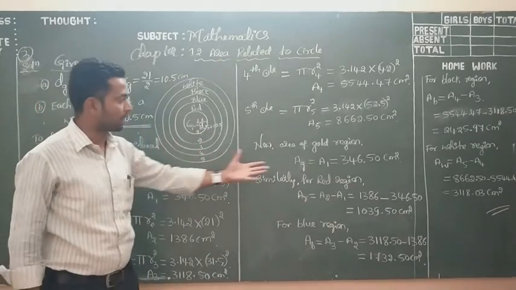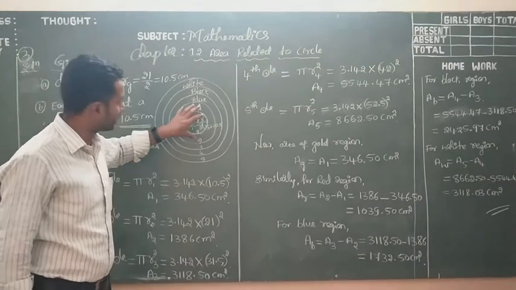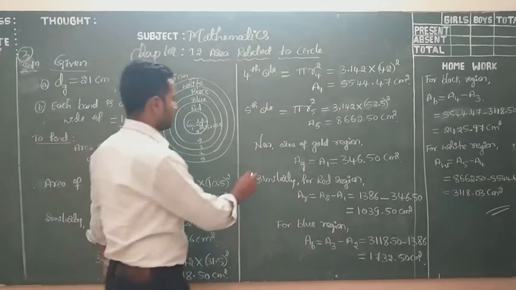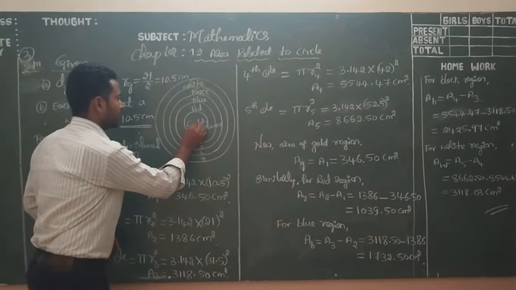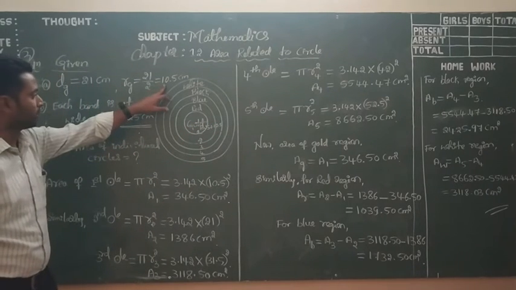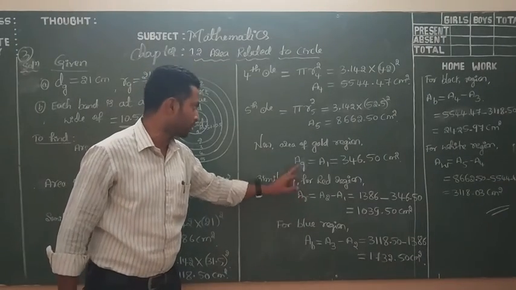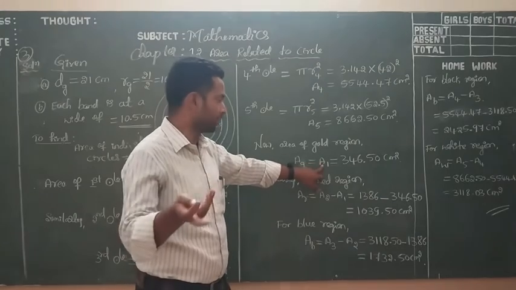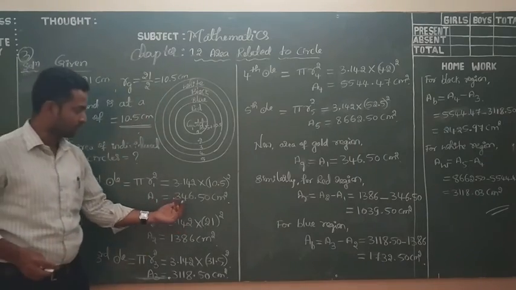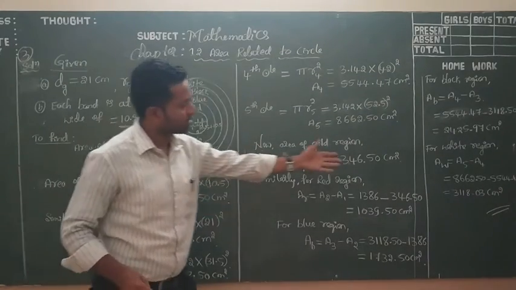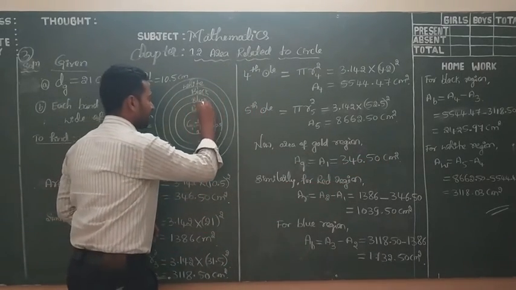Our aim is to calculate the area of the particular colored regions. Now the area of the gold region. Here the radius is given as 10.5 centimeter, and by use of that radius we can calculate the area of the gold region. It is equivalent to the area of the first circle, which is 346.50 centimeter square.